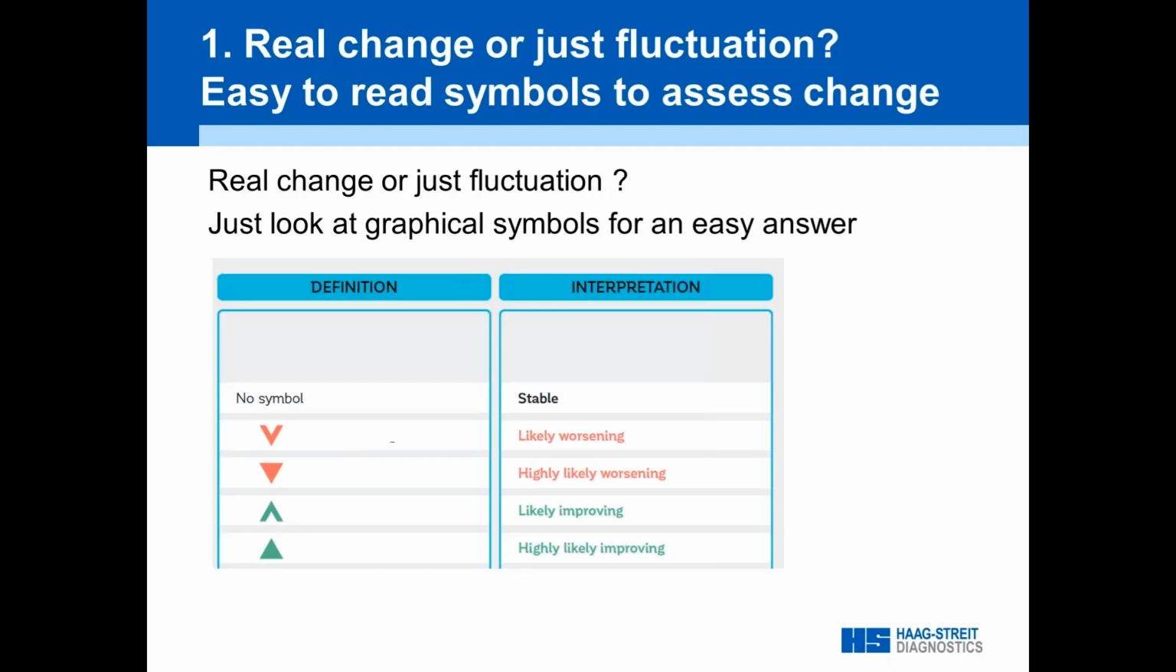So the only thing you really have to do is look at these symbols. And if you get a red downward arrow, that's likely worsening. If you get no symbol, it's stable. Sometimes you get improvement, not so often. And there's 2 degrees of severity.